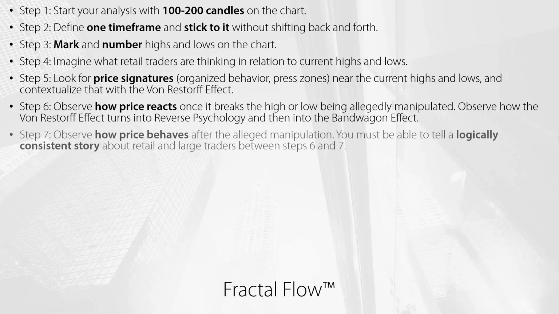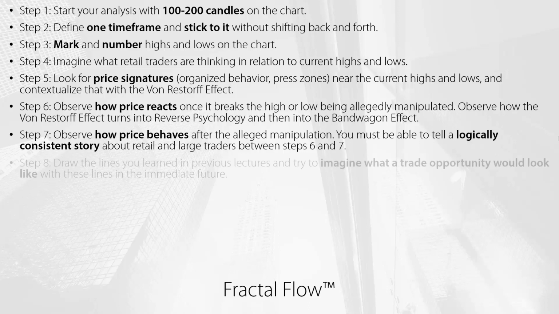Step number 7 is to observe how price reacts after the alleged manipulation. You should be able to pinpoint signs that indicate the market is going in the opposite direction of what the retail traders previously thought. Here you will be once again looking for nuances like shifts in volatility and the creation of new highs and lows. It's important that you are capable of telling a logically consistent story of how the manipulation took place.